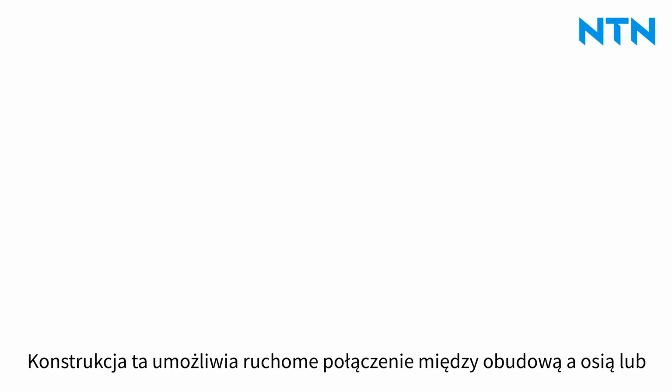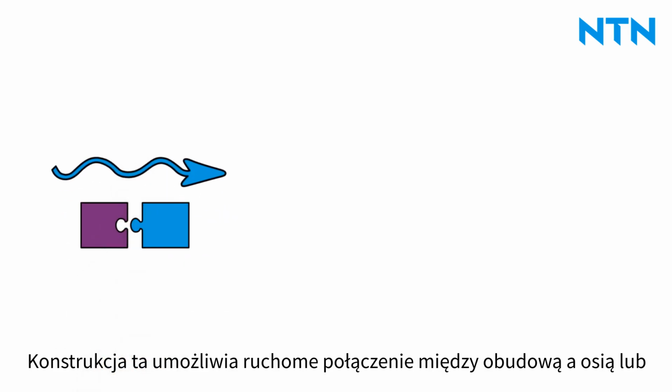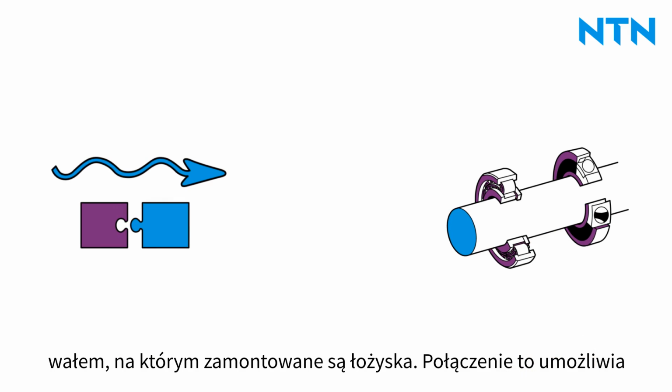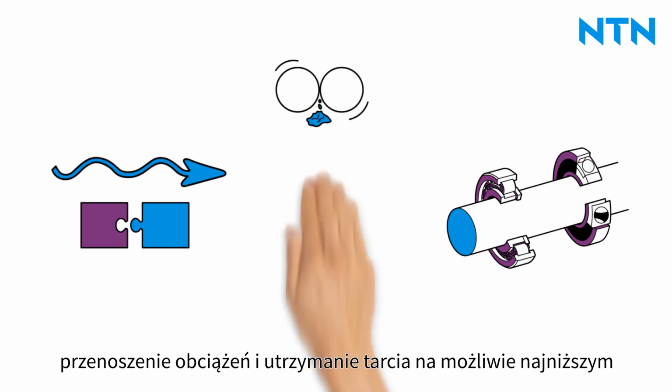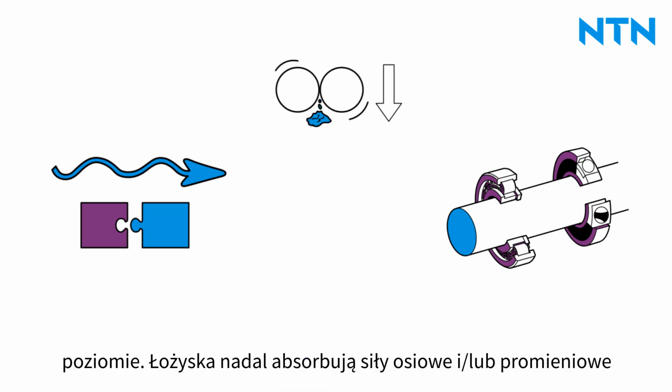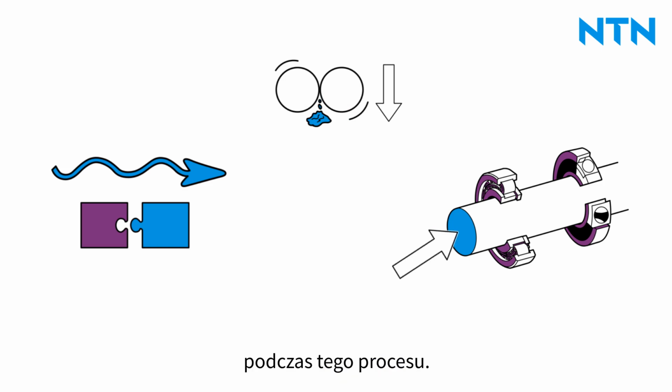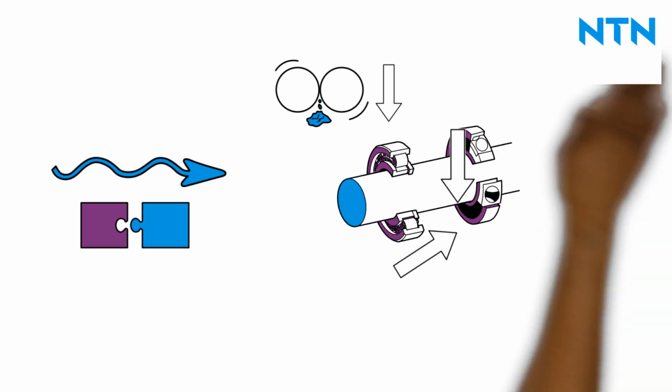This design allows a movable connection between a housing and an axle or shaft on which the bearings are mounted. The connection allows load to be transmitted and friction to be kept as low as possible. In addition, bearings still absorb axial and/or radial forces during this process.